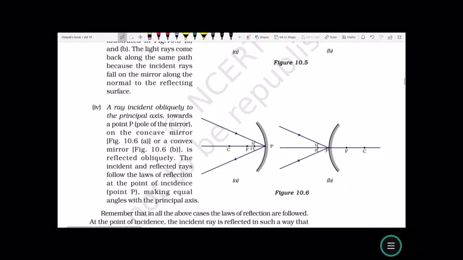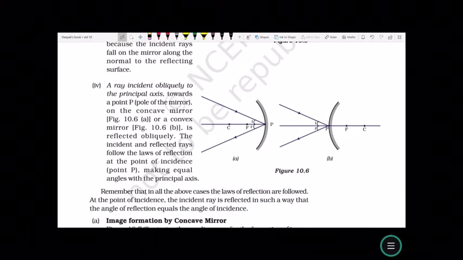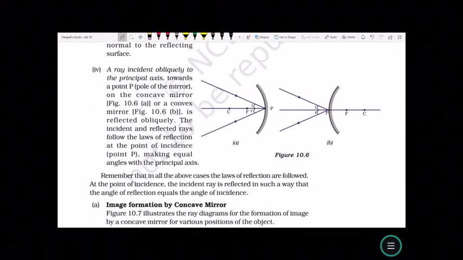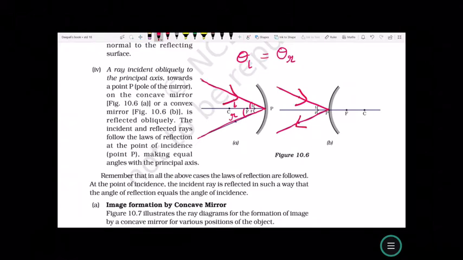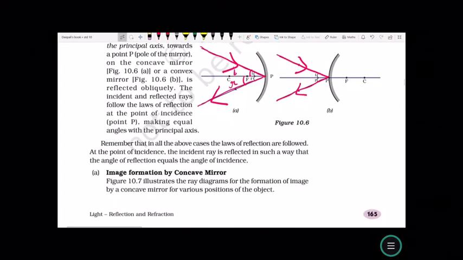Now, a ray incident obliquely to the principal axis towards the point P, the pole of the mirror, on the concave mirror or a convex mirror, is reflected obliquely. The incident and the reflected ray follow the law of reflection at the point of incidence, point P, making equal angles with the principal axis. So, if it is passing through P, it has to come back making the same angles I and R, as according to the law of reflection, theta I is always equal to theta R. Same thing with the concave mirror and convex mirror. Incident ray, reflected ray. Remember, in all the above cases, the laws of reflection are followed. At the point of incidence, the incident ray is reflected in such a way that the angle of reflection equals the angle of incidence.